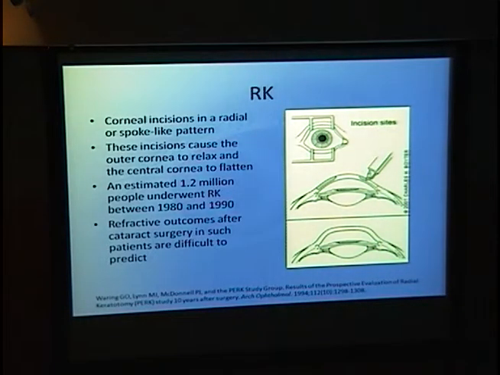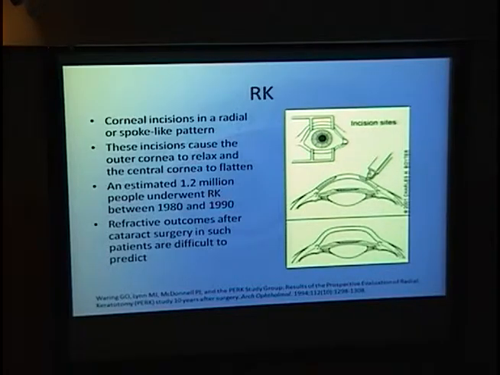So now moving on to RK, I wanted to just kind of talk about the history of intraocular lens calculations because it does relate to RK and some of the difficulties that are found in these. So RK involves corneal incisions in a radial or spoke-like pattern that cause the outer cornea to relax and the central cornea to flatten. And RK is rarely done nowadays, but there were an estimated 1.2 million people who underwent RK in the 80s, according to the PERK study that was done about RK. And refractive outcomes after cataract surgery in such patients are very difficult to predict.